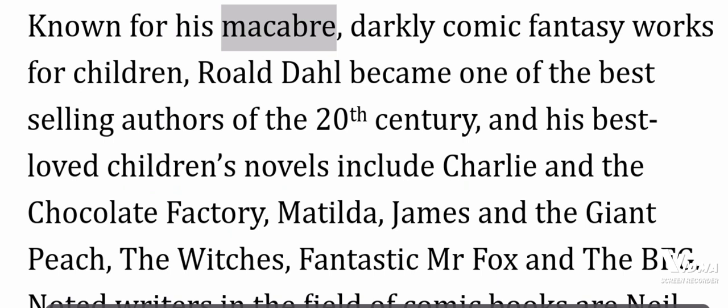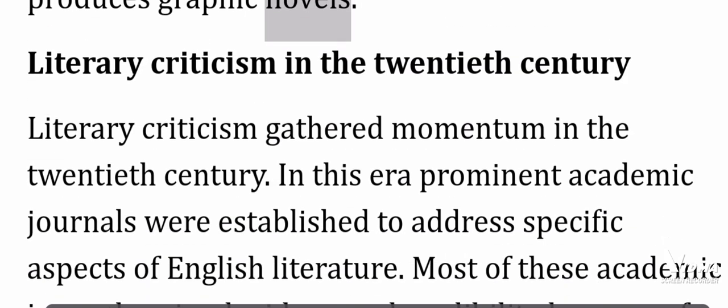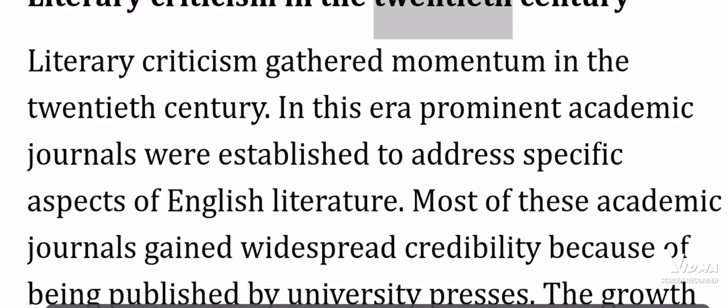Known for his macabre, darkly comic fantasy works for children, Roald Dahl became one of the best-selling authors of the 20th century, and his best-loved children's novels include Charlie and the Chocolate Factory, Matilda, James and the Giant Peach, The Witches, Fantastic Mr. Fox and the BFG. Noted writers in the field of comic books are Neil Gaiman and Alan Moore, while Gaiman also produces graphic novels. Literary criticism in the 20th century.